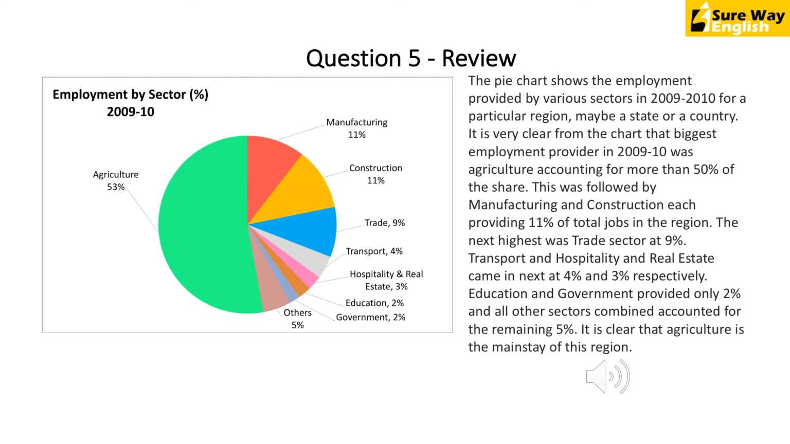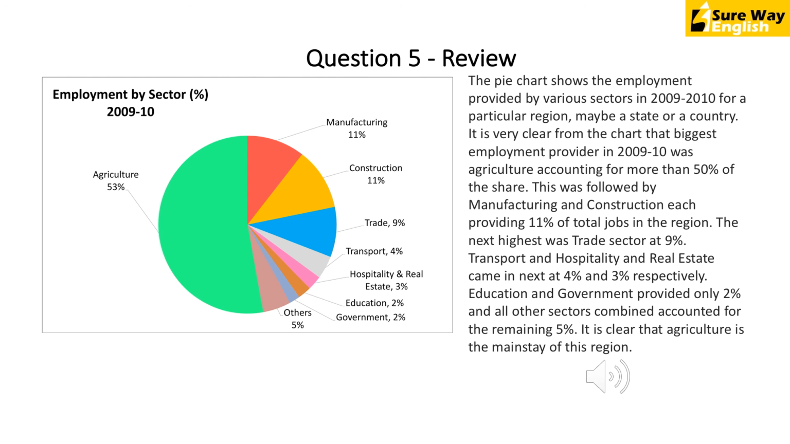Then try to look at the next biggest. So manufacturing and construction, similar. And at the same time, in your first 25 seconds, you should also note down which are the smallest ones, so that in the end, you'll club them all together. So the second sentence was, this was followed by manufacturing and construction, each providing 11%.